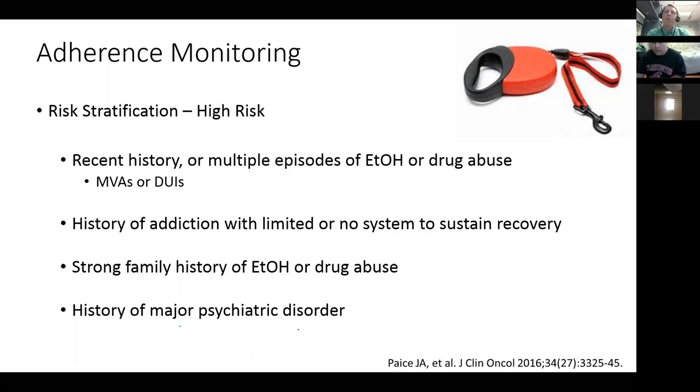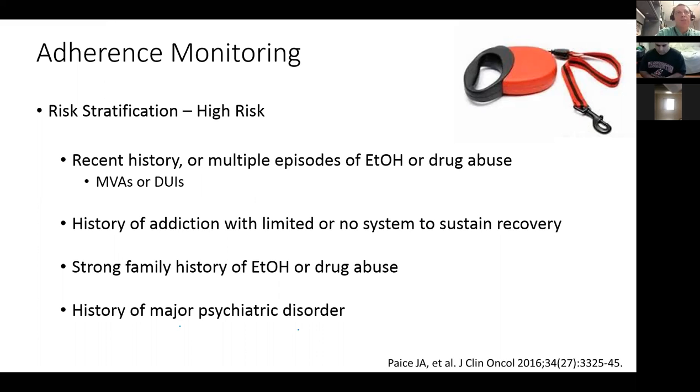Do they have a history of addiction where they have limited or no system to sustain their recovery? For many of the patients within our palliative medicine clinic, especially our head and neck cancer patients, that is a huge concern. They have limited resources, they have fractionated families, they continue to chemically cope, and so it's difficult to know if they're going to be able to sustain their ongoing recovery.